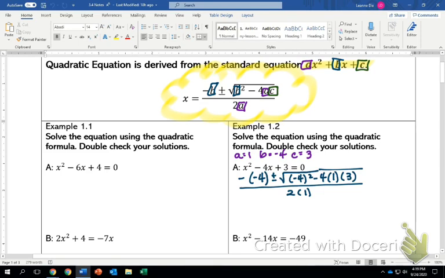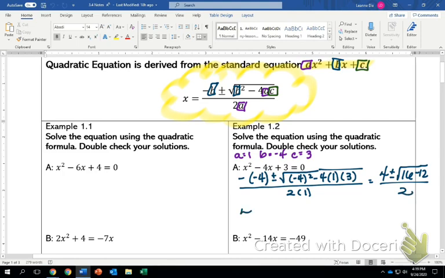So we're going to go ahead and try to multiply as much as we can. At the front, those two negatives become a positive, and we can carry that plus or minus square root. -4 squared is going to be 16, and that 4 times 1 times 3 is going to be a -12. Everything's going to be over 2, sorry.